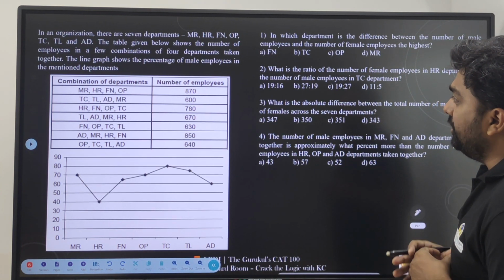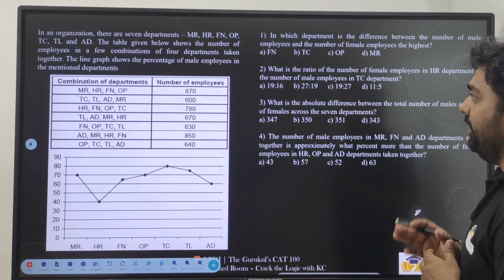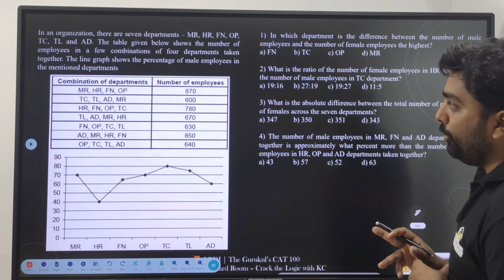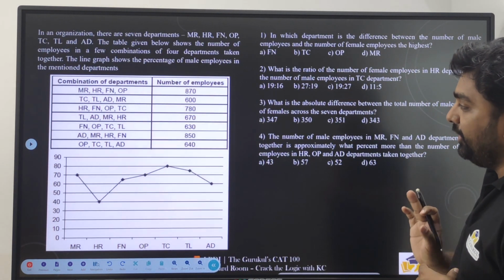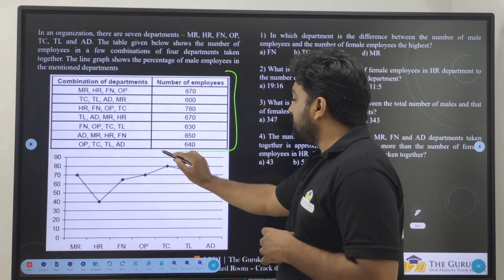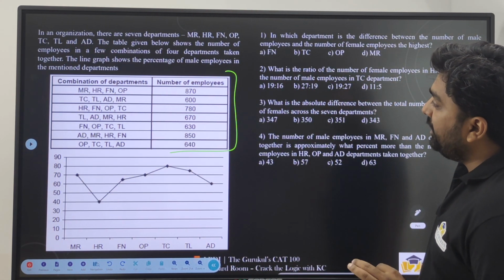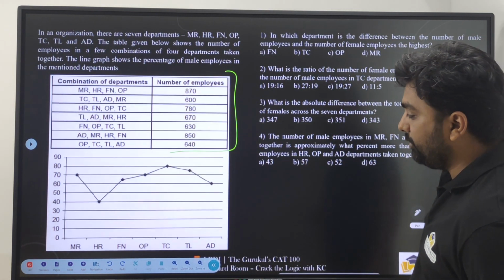In an organization, there are 7 departments: MR, HR, FN, OP, TC, TL, AD. The table given below shows the number of employees in a few combinations of 4 departments taken together. This table gives you the combination of total number of employees. The line graph shows the percentage of male employees in the mentioned departments.